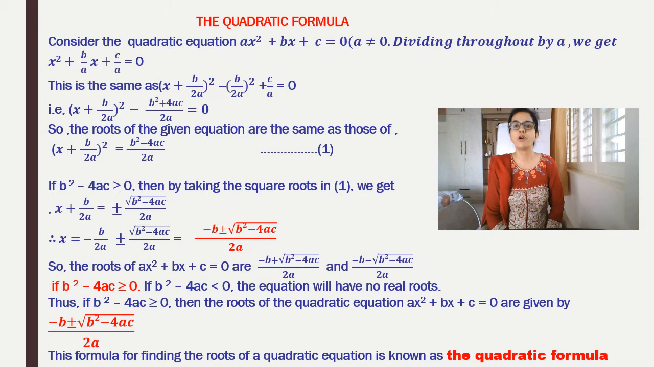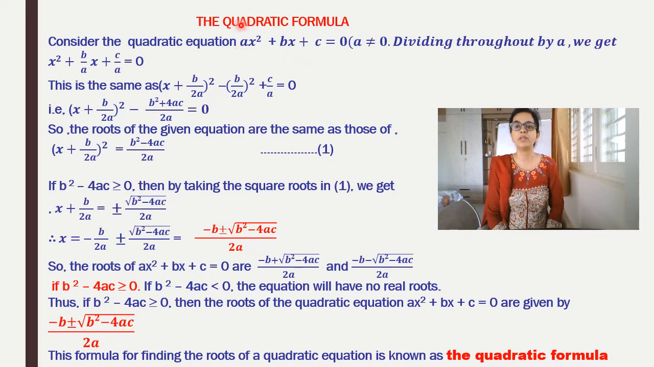The quadratic formula. Consider the quadratic equation ax squared plus bx plus c is equal to 0.